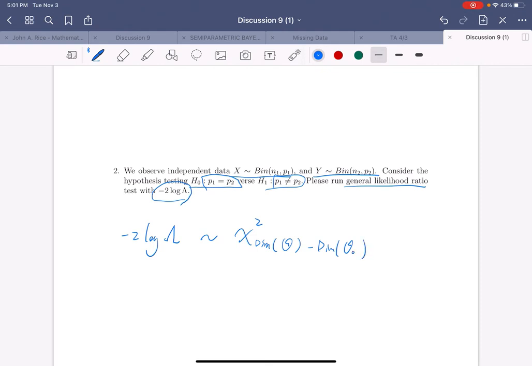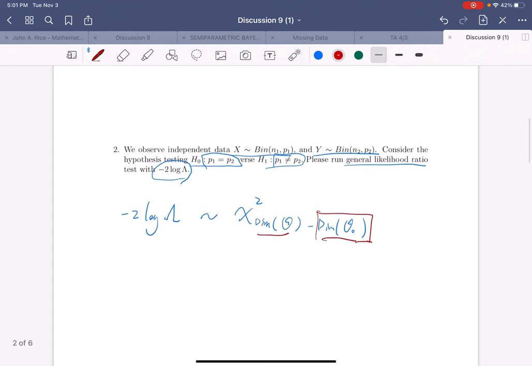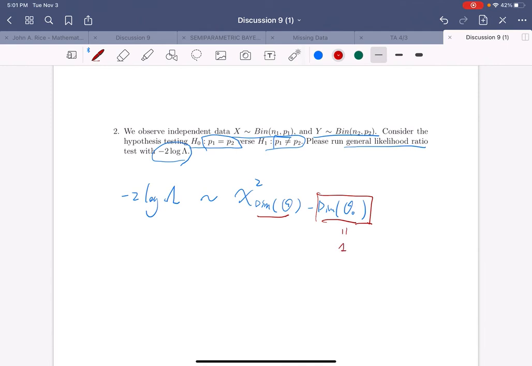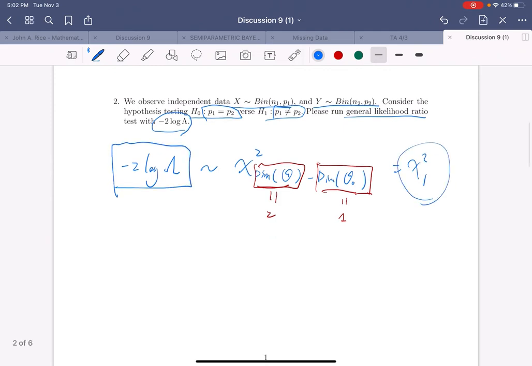So we have to figure out what this is. Under the null, p1 equal to p2, we only have one free parameter, so this is 1. And in the whole space we have two free parameters, p1 and p2, so this is 2. So this is a chi-square with 1 degree of freedom. Now we have to figure out the statistic, and we use the chi-square to run a likelihood test.